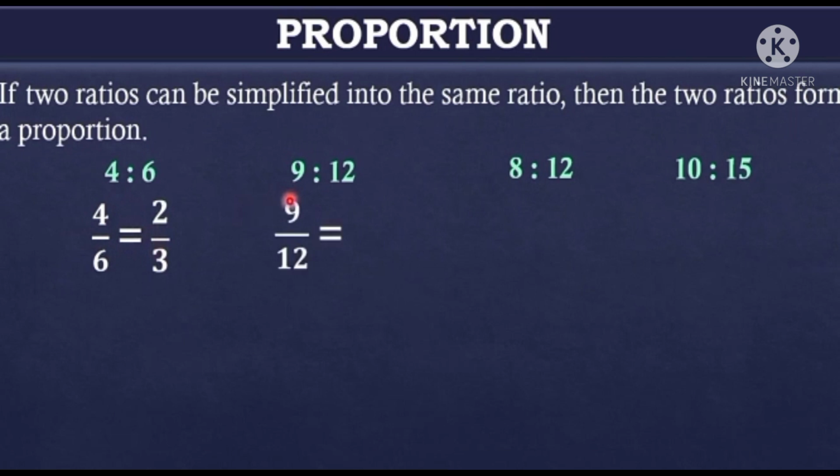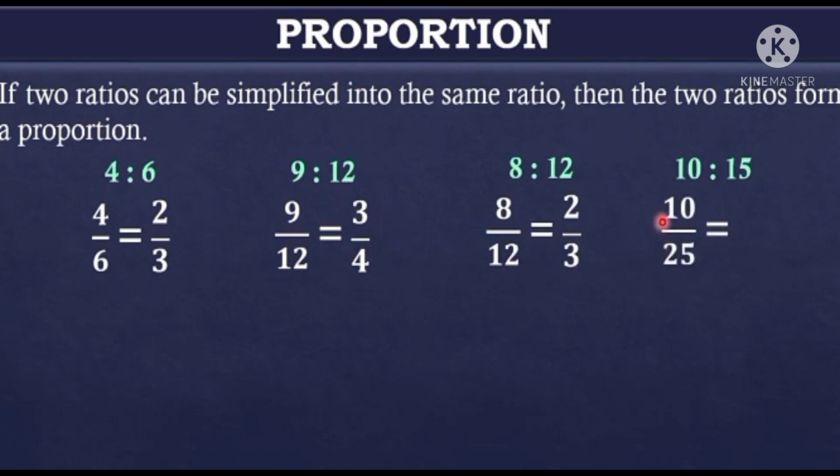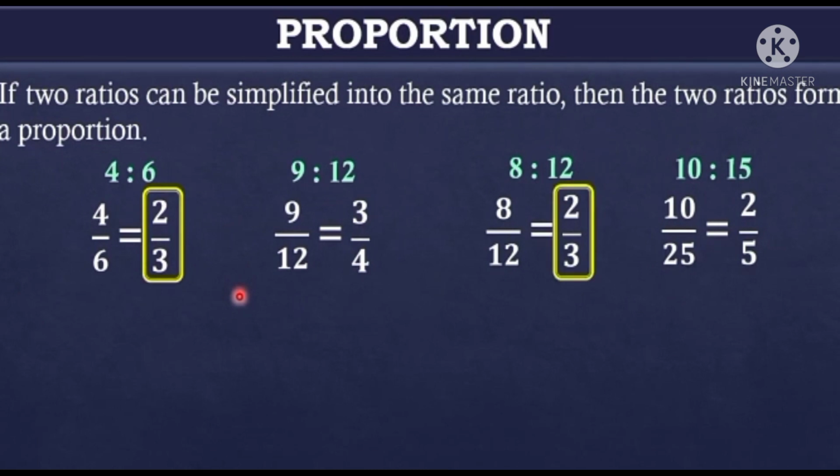Then how about 9 is to 12? We have 9 divided by 3, that is 3, and 12 divided by 3, that is 4. So 3/4. Then we have 8 is to 12, divided by 4, that is 2/3. Then 10 is to 25. So 10 divided by 5 is 2/5. We can divide it by getting the GCF.